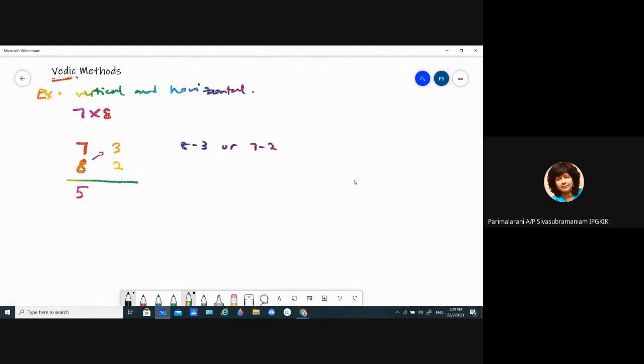So the next step: we already have 5 here. Next step is to multiply these two numbers. 3 times 2 is 6. So the answer is 56.